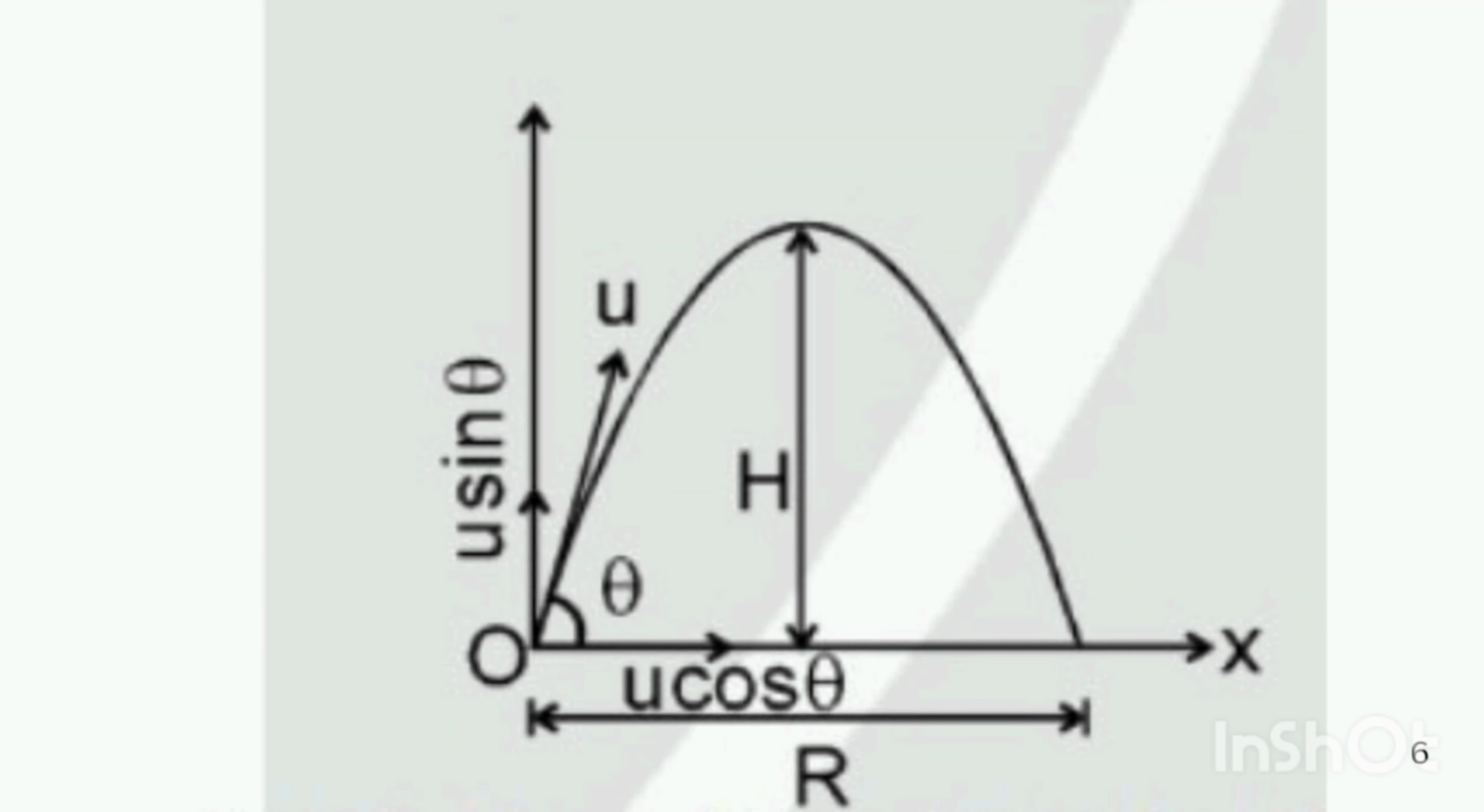Let's talk about the velocity components. Let u be the initial velocity, then u cos theta is the horizontal component of velocity along the x-axis, and u sin theta is the vertical component of the velocity along the y-axis, and h is the maximum height of the object.